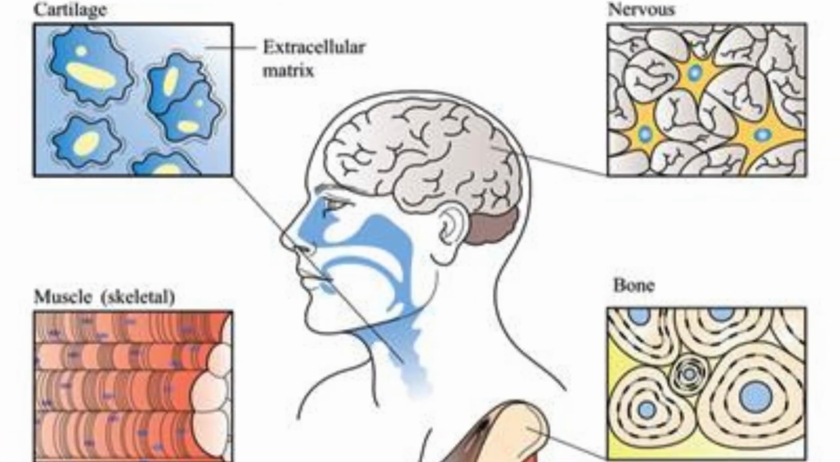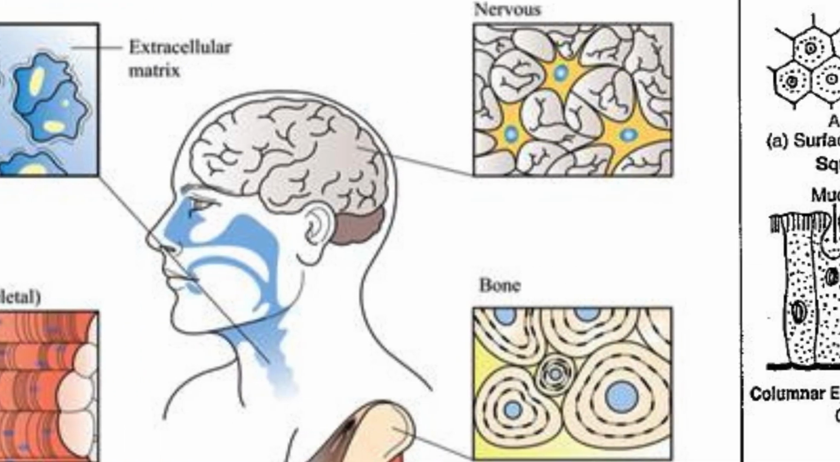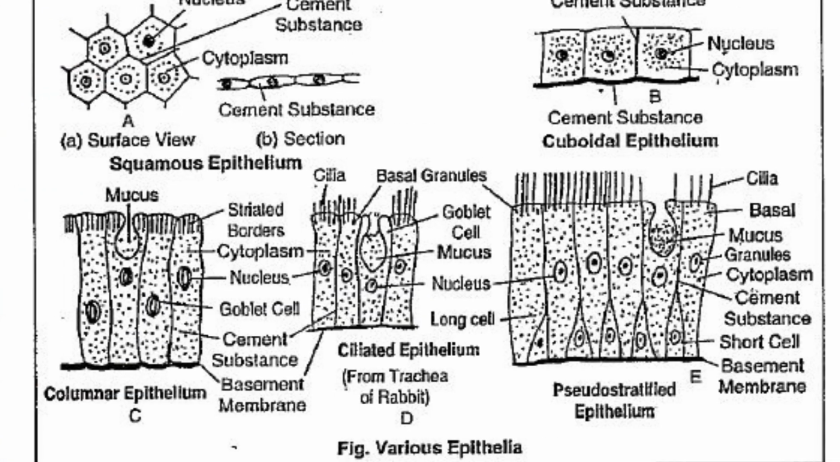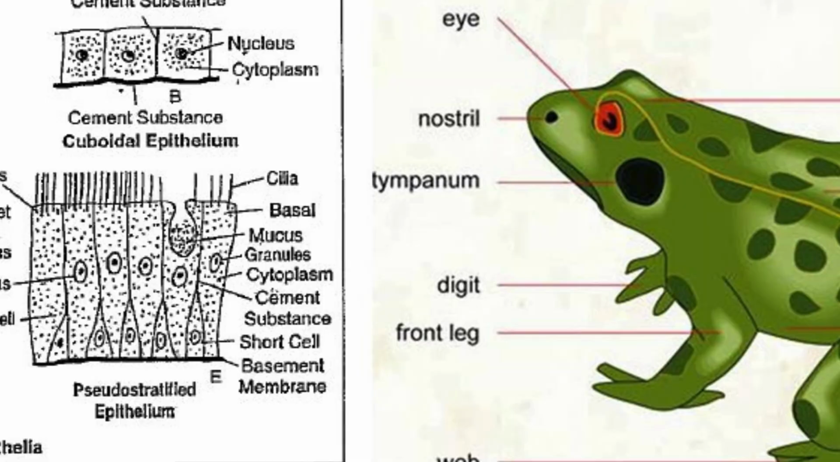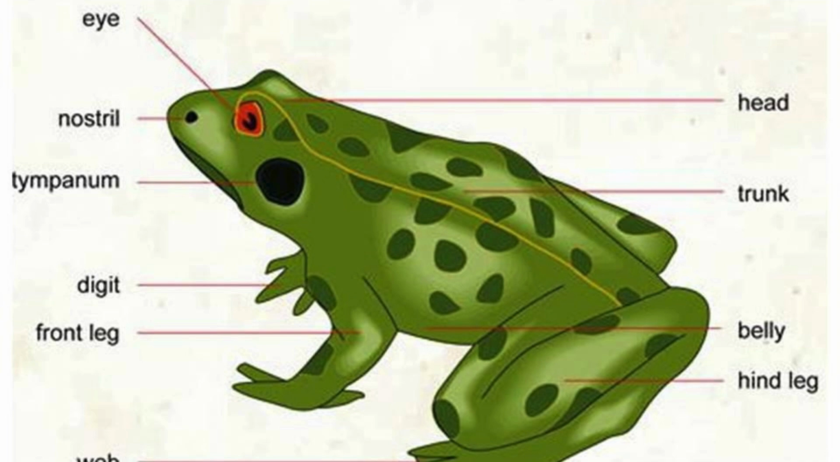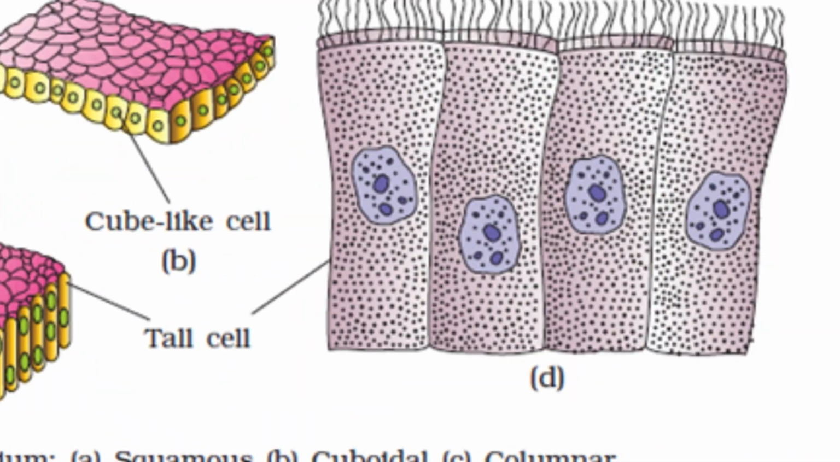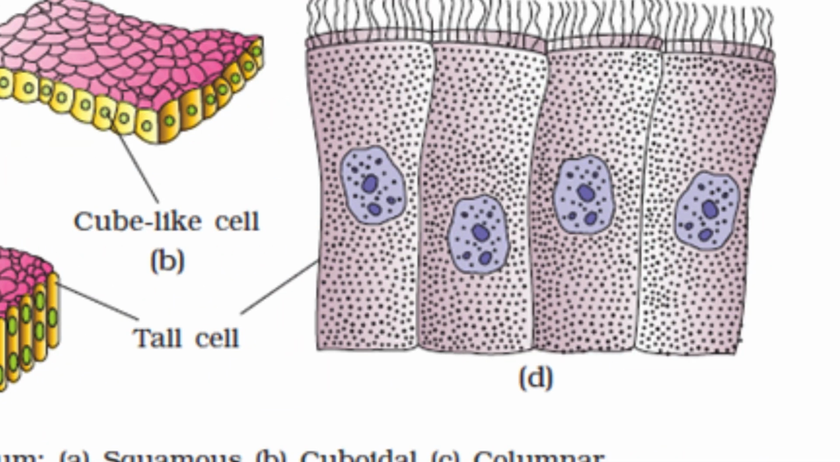Epithelial tissue. These tissues cover and protect the body. Imagine it as a shield or lining. They can be simple, single-layered, or compound, multi-layered, and are further classified into squamous, cuboidal, and columnar types. For instance, the skin is covered with epithelial tissue.